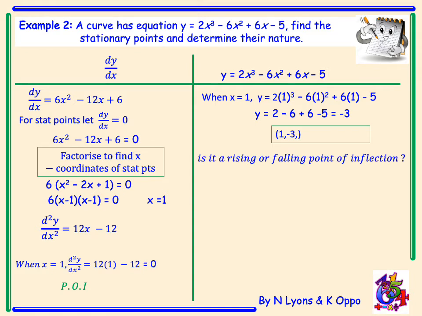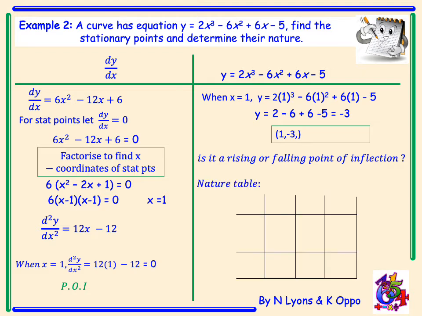So to do that, I'm going to have to work out a nature table. So can you remember what that looks like? So it's a little grid. The first line in your grid, I want you to think about the x coordinate. Now our turning point is at x equals 1.